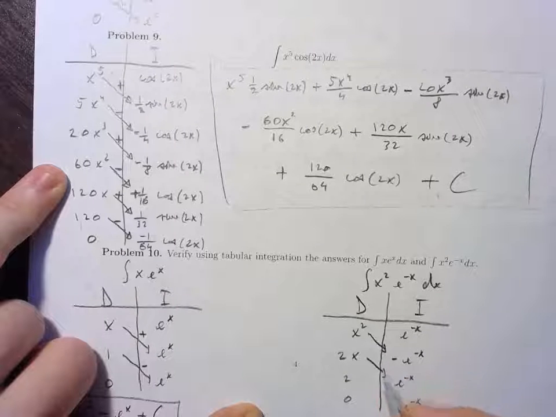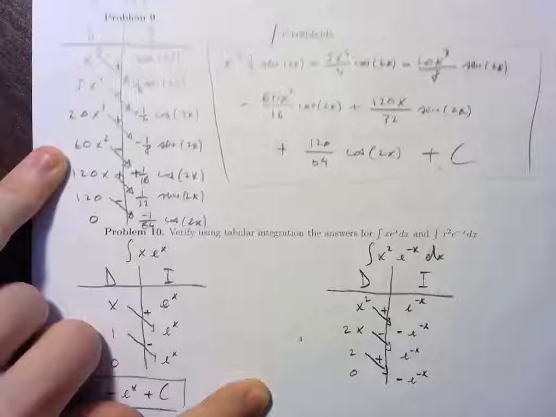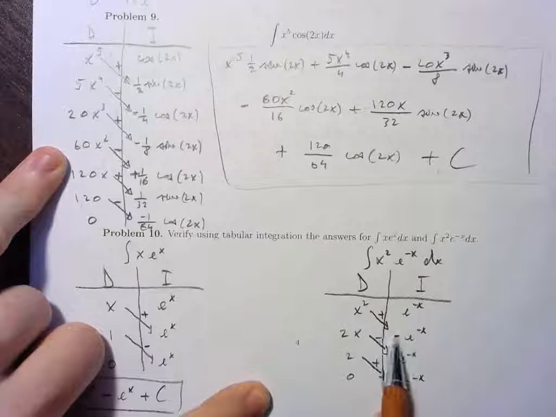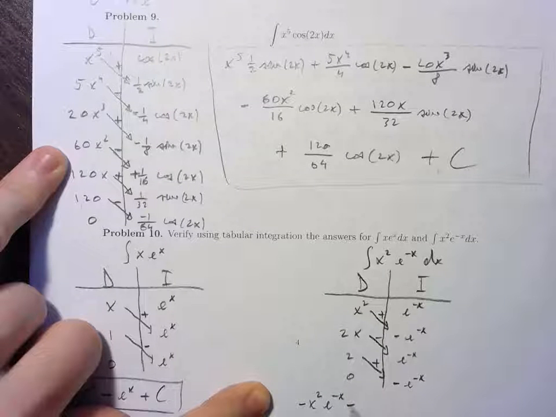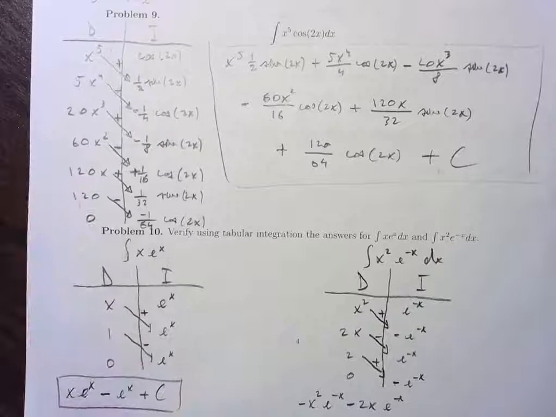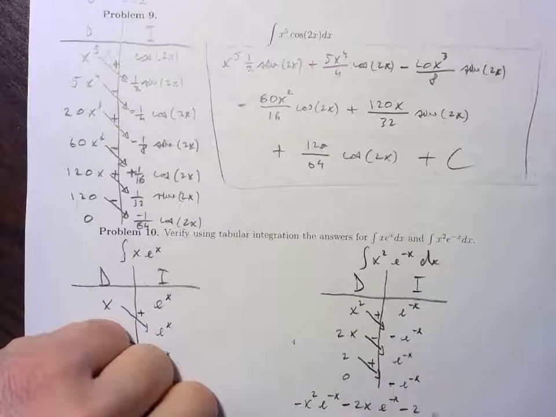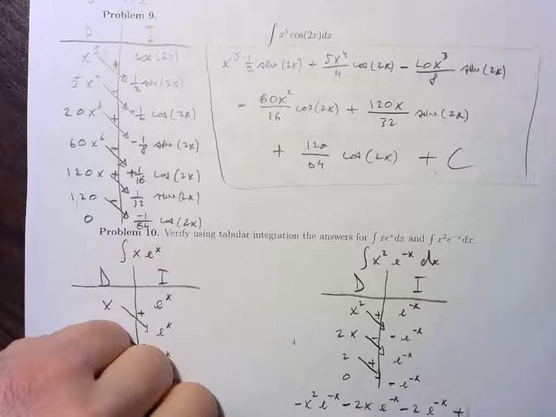Draw the arrows. Plus, minus, and plus, right? So I always start with the plus for the first arrow, then I alternate. But when I multiply these two, even though that's a plus, this is negative. So the first term is negative x squared e to the minus x. Then the second one is minus 2x e to the minus x. And the third one is also negative due to this here. So it is minus 2 e to the negative x plus c.